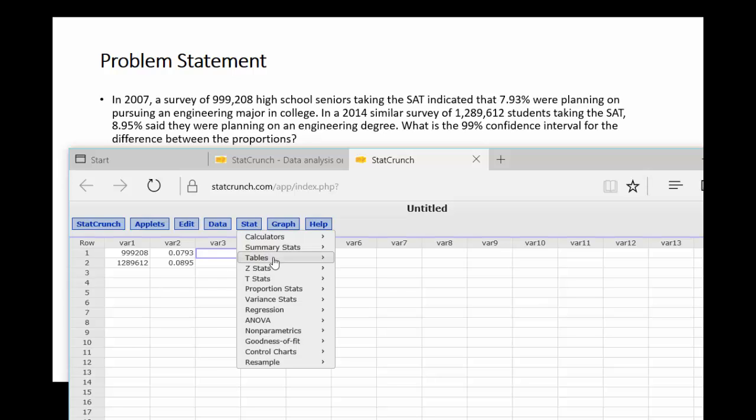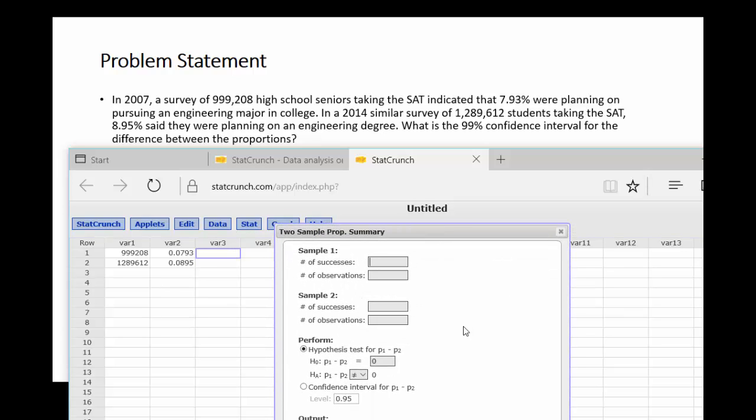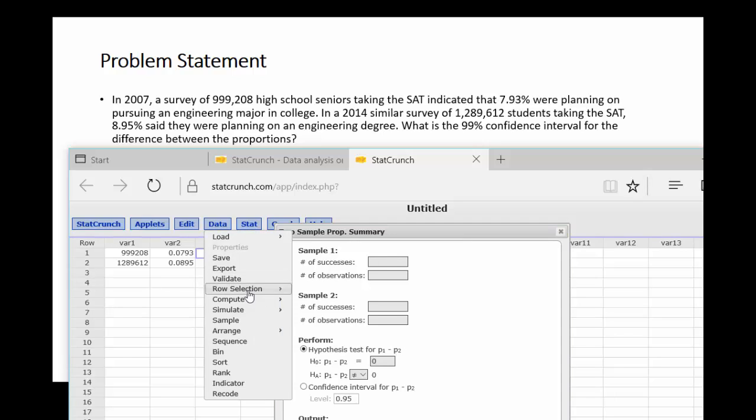Well, let's go to Stat, Proportions, to Sample with Summary. And let's see how that works. Well, we're stuck for the moment. We need to have the number of successes, and what we have is the proportion of successes. So you can grab your hand calculator and crunch that pretty quickly, of course. But let me show you how to solve it using StatCrunch.